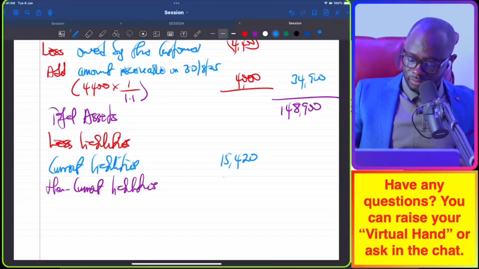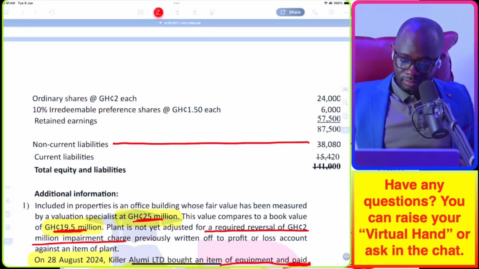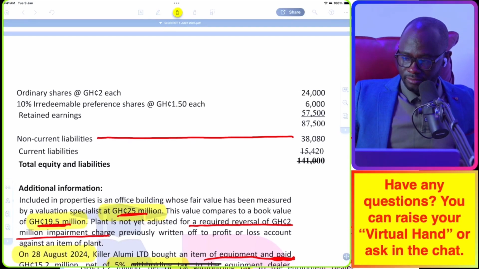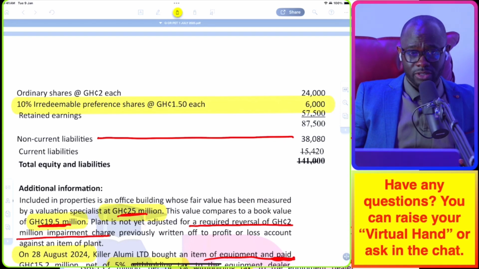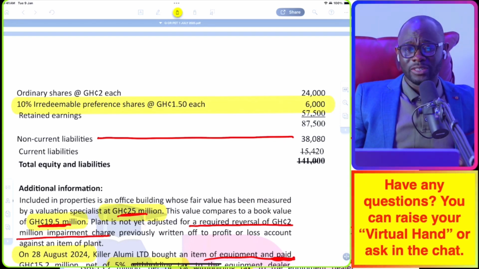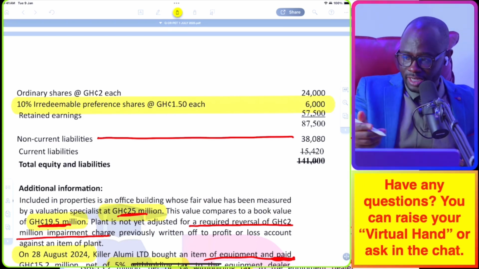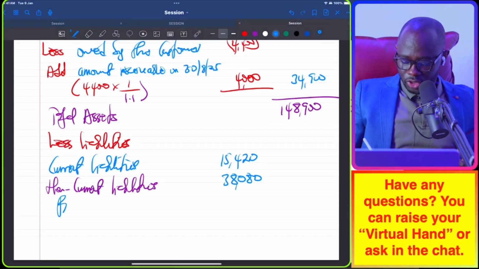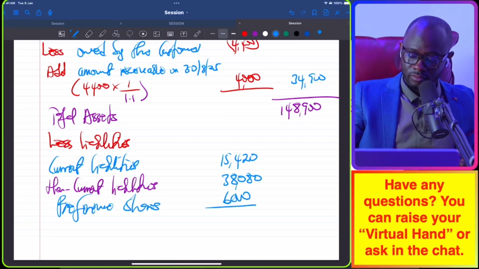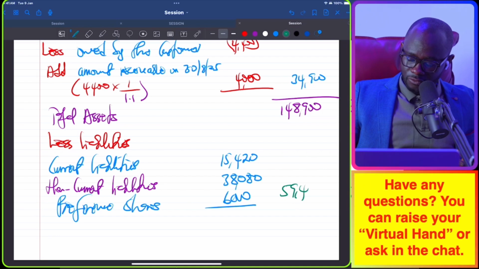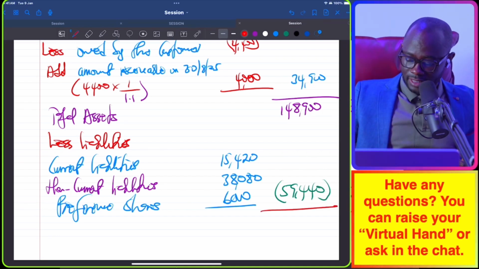38,880. Then, can you see preference shares here? For business valuation purposes, it's a liability, right? So although it is under equity, it's a liability, and that is 6,000. We're going to bring that up also. So give me the total. Let's see what we got. So we have 59,440. We take it out from the total asset to give us the net asset.